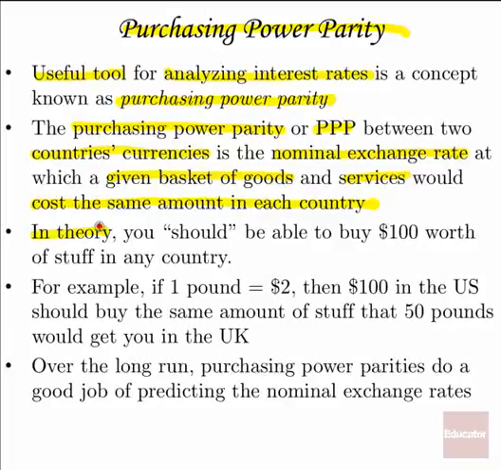So again, in theory, you should be able to buy $100 worth of stuff in any country. As I said before, if 1 pound equals $2, then $100 in the United States should buy the exact same amount of stuff that 50 pounds would get you in the UK. This is purchasing power parity. It's not exactly what happens in real life, but over the long run, purchasing power parities do a good job of predicting the nominal exchange rate.